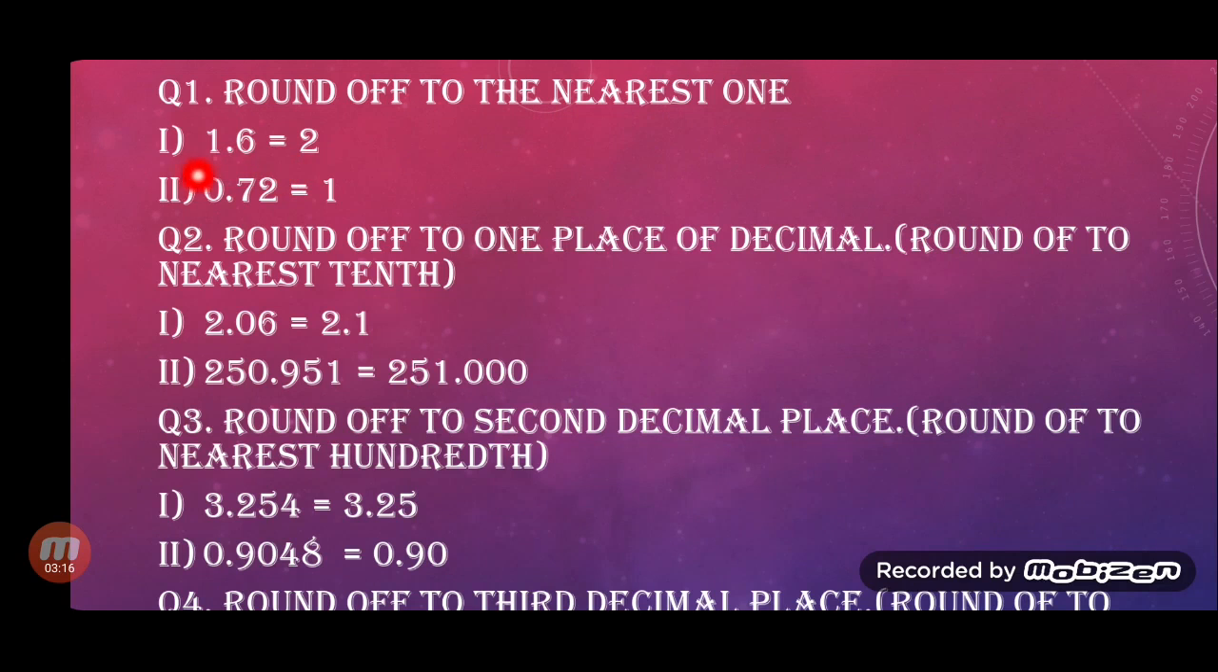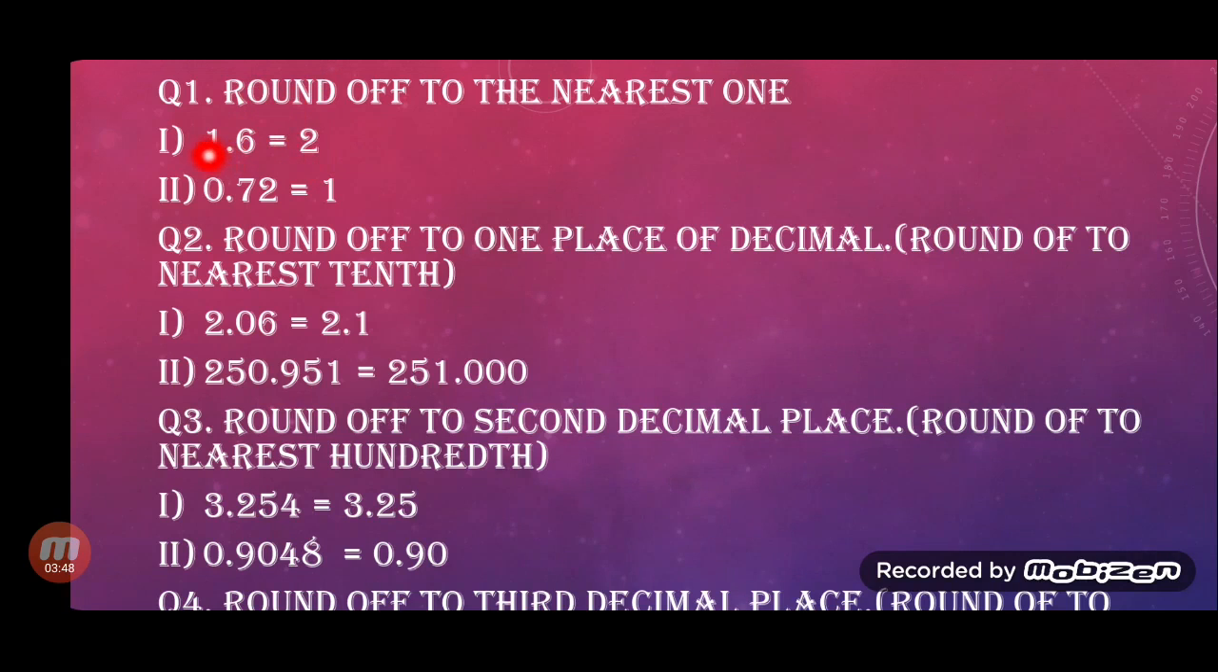1.6. Children, round off to the nearest one. 1 is the digit at the rounding place, right? And I told you that you have to see just the right side digit. And what is the right side digit? It is 6, and it is more than 5. So automatically you will add 1 to the digit 1, and the rest of the digits you will drop. So 1 plus 1, 2. So the rounded number is 2.